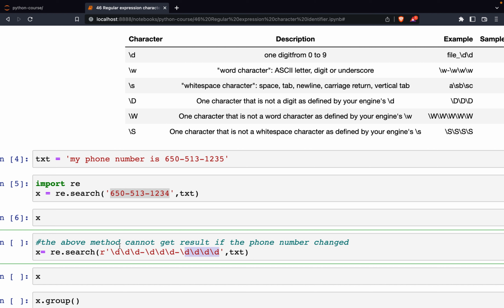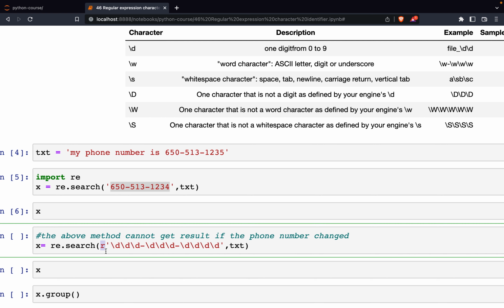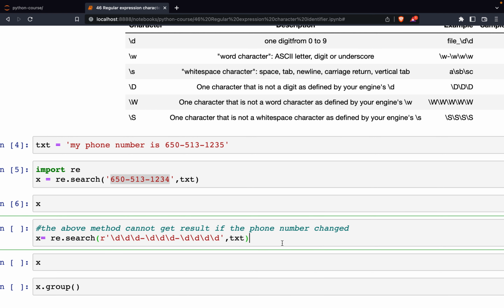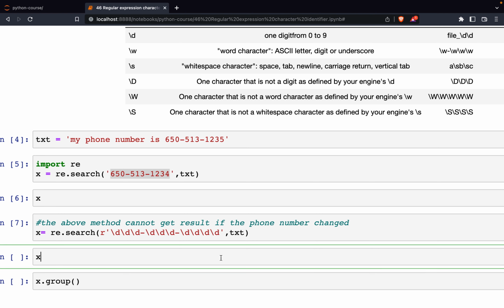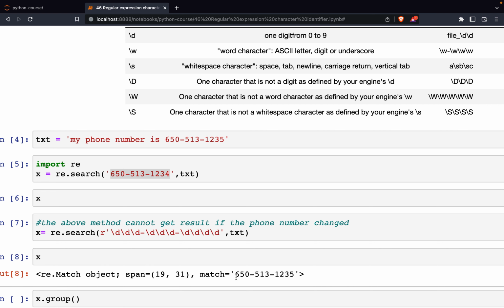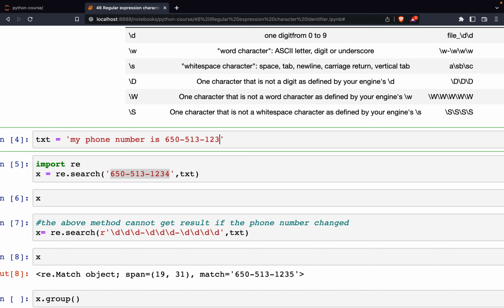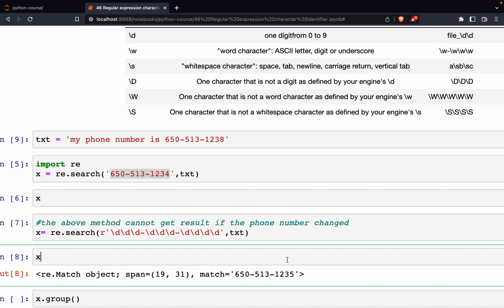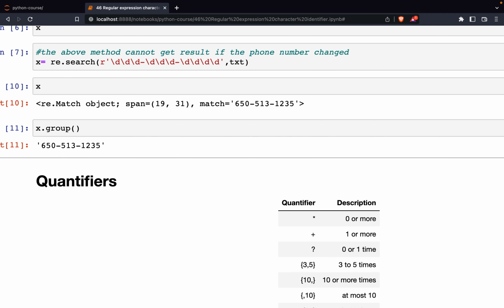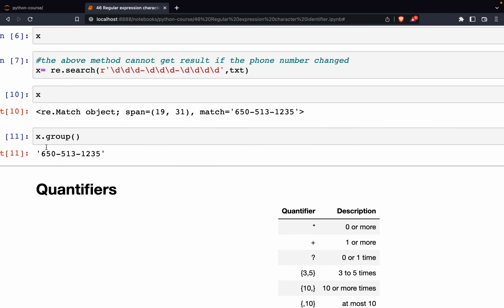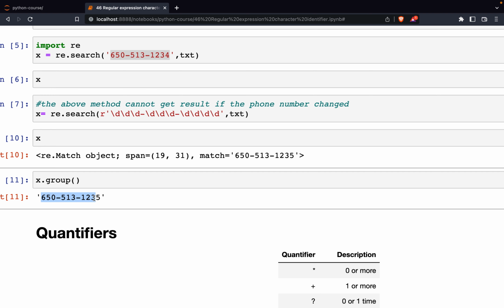And in order to indicate that this is a regular expression, we place the r, and it's just like an f-string, but this time we use r. And then we can search whether there is something, maybe a phone number. So now you can see, even though we change these numbers, we can still get the match. And then we can get the numbers by using the x.group function. Now you can see the phone numbers.